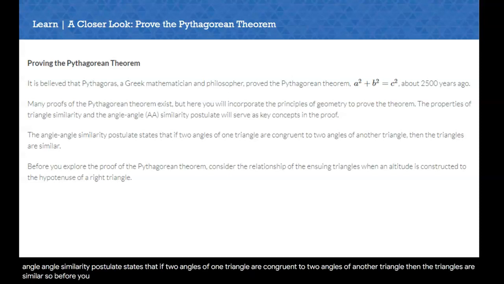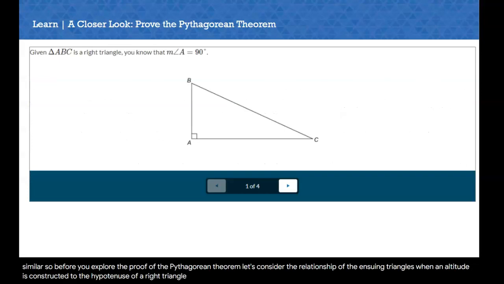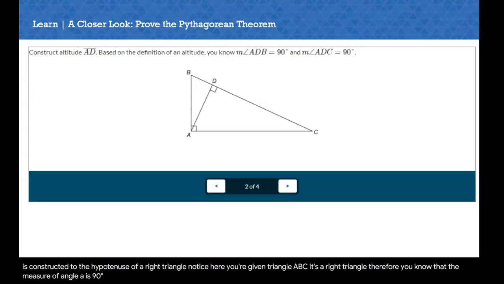So before you explore the proof of the Pythagorean theorem, let's consider the relationship of the ensuing triangles when an altitude is constructed to the hypotenuse of a right triangle. Notice here you're given triangle ABC. It's a right triangle. Therefore, you know that the measure of angle A is 90 degrees. Construct an altitude AD.